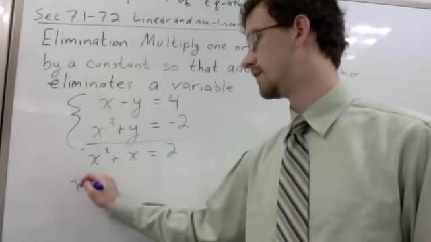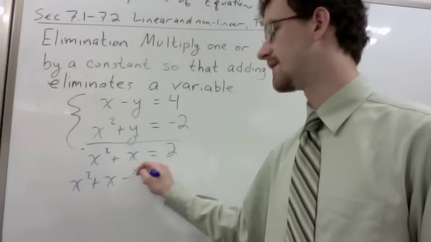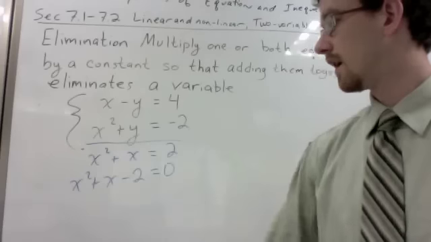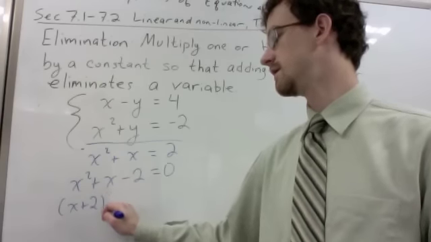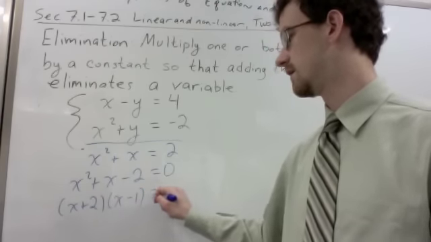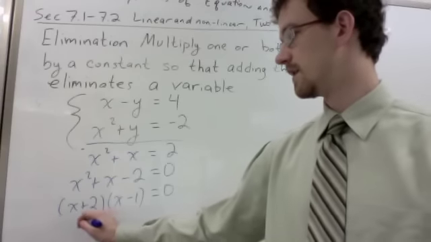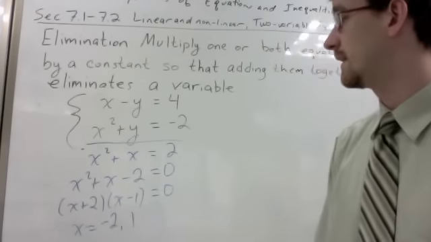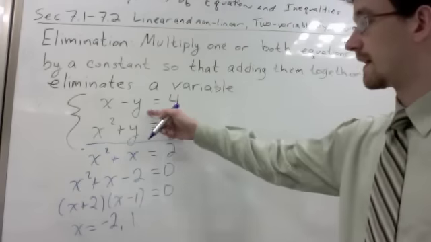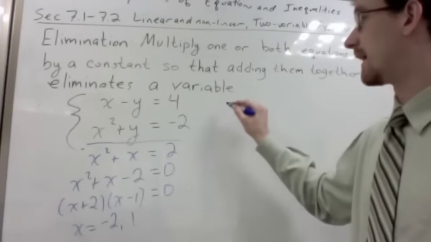Then we can move our 2 over to the left side, and this will factor: x plus 2, x minus 1 equals 0, yielding us the solutions of x equals -2 or 1, which we can then plug back in to solve for y.